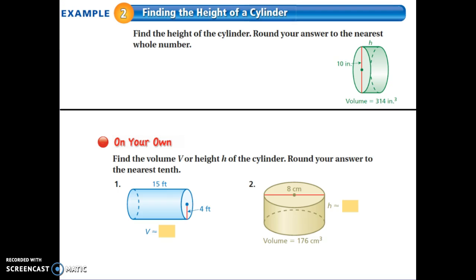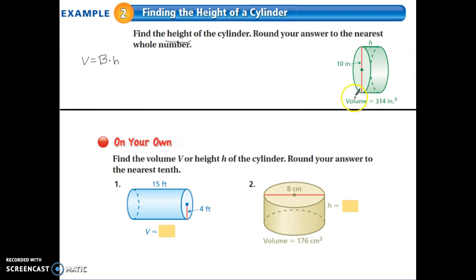On this next slide, we're going to be doing a little bit of work in reverse. In example 2, we are asked to find the height of the cylinder. Round our answer again to the nearest whole number. From the last slide, we found that volume is equal to capital B, which is the area of the base, multiplied by the height.